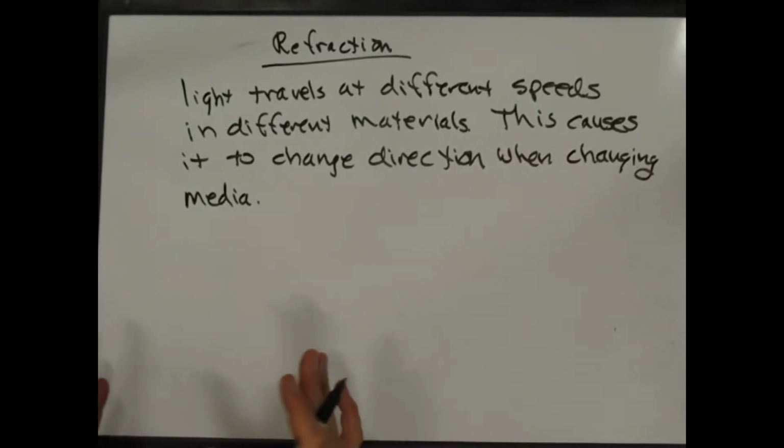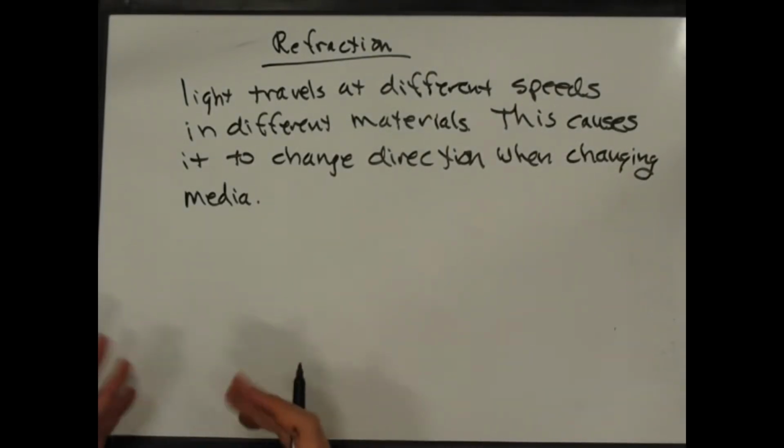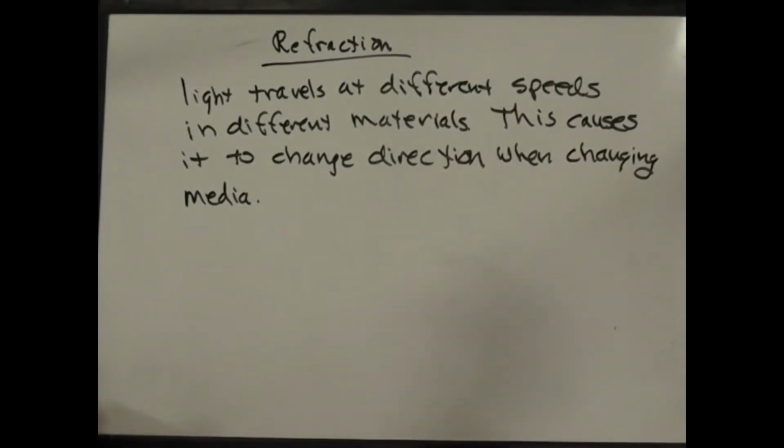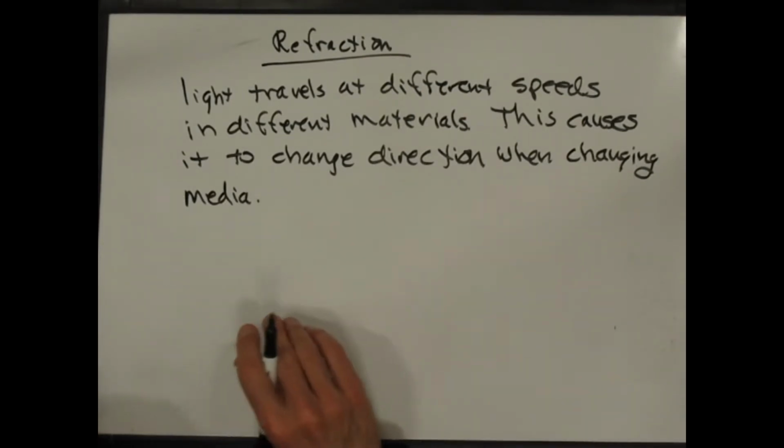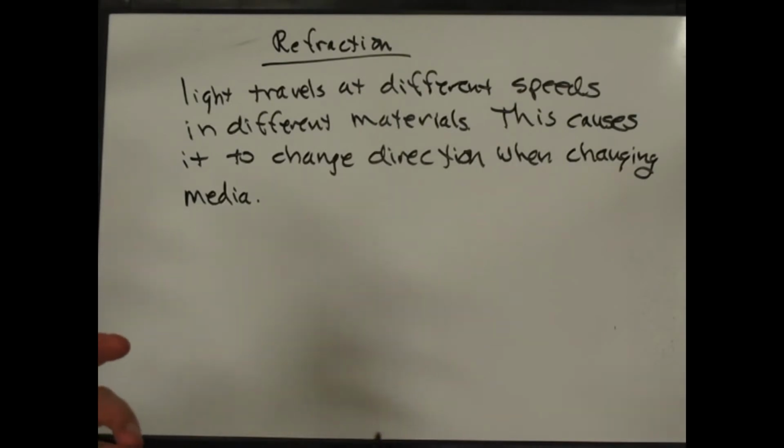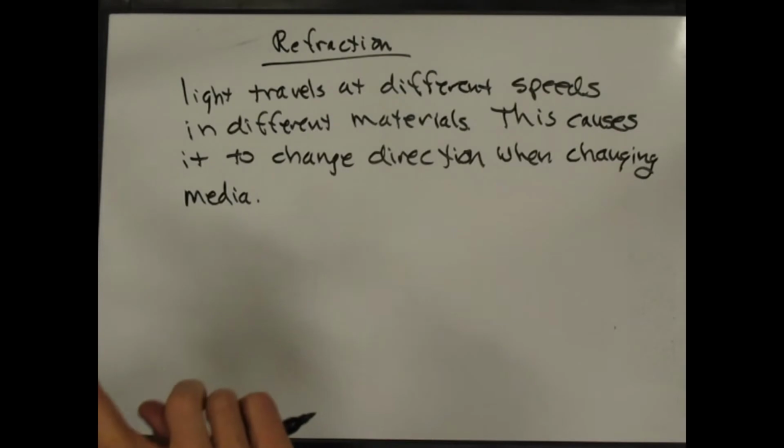So refraction is really the bending of light. We've all seen this when we try to catch a fish in a pond, and it's not where we think it is, or sometimes you can see a straw in a glass that looks like it's bent funny. It turns out that light travels at different speeds in different materials. So it travels at a different speed in water than it does in air.